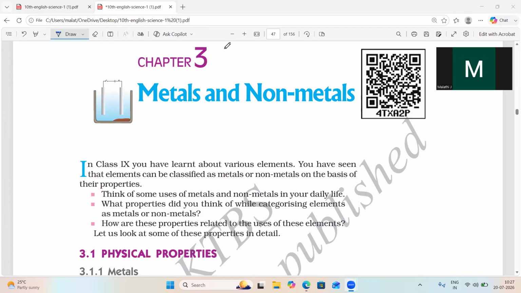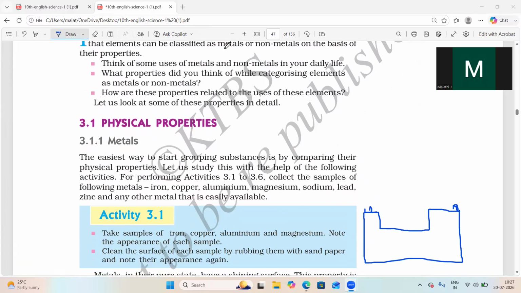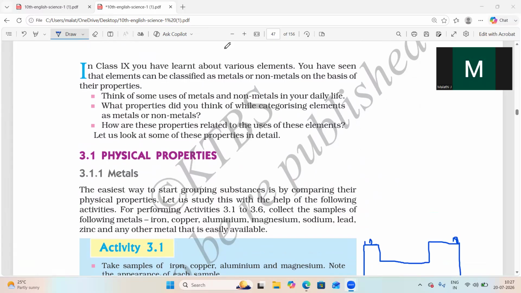Last classes we finished the first two chapters of Class 10 chemistry, that is chemical reactions and equations, and the second chapter, acids, bases, and salts. Now we will study the third chapter, metals and non-metals. Before going to the topic, we should know the periodic table, that is metals and non-metals.